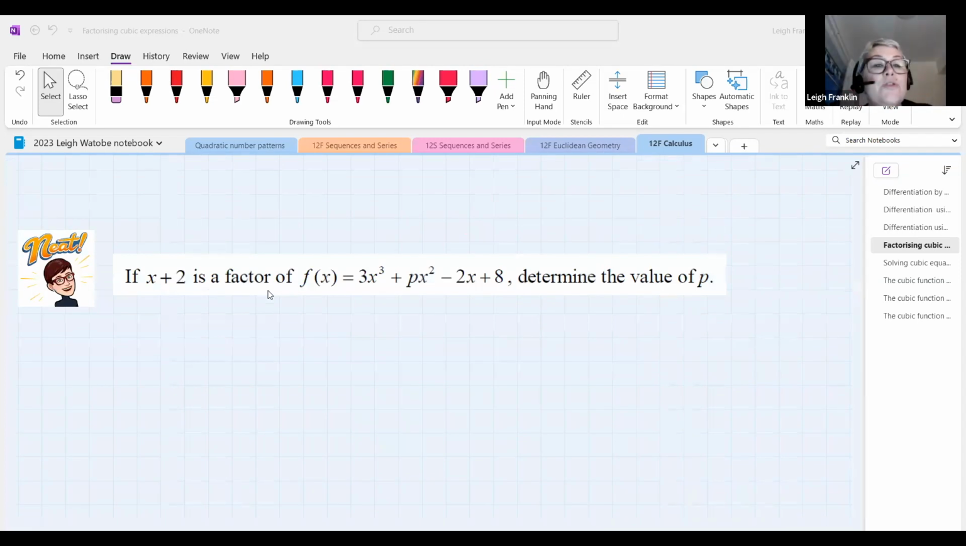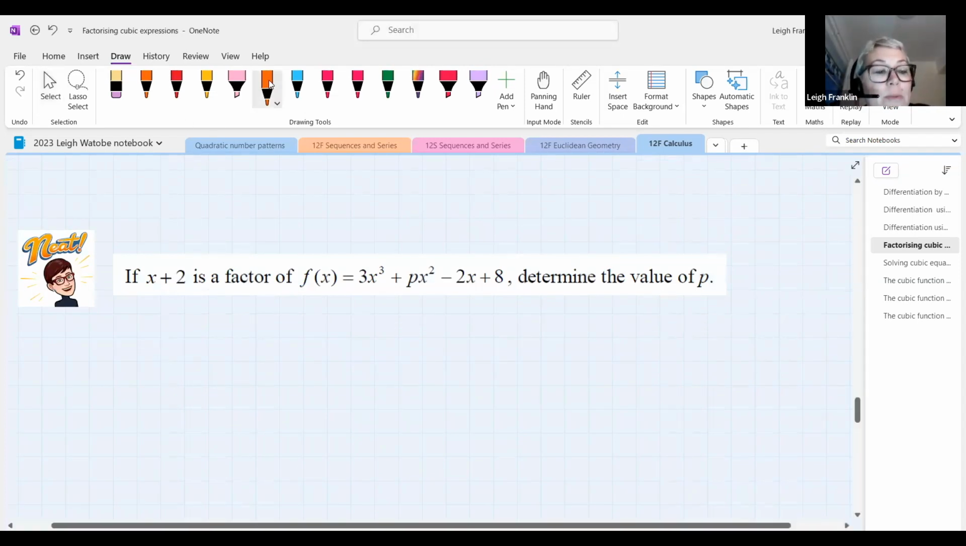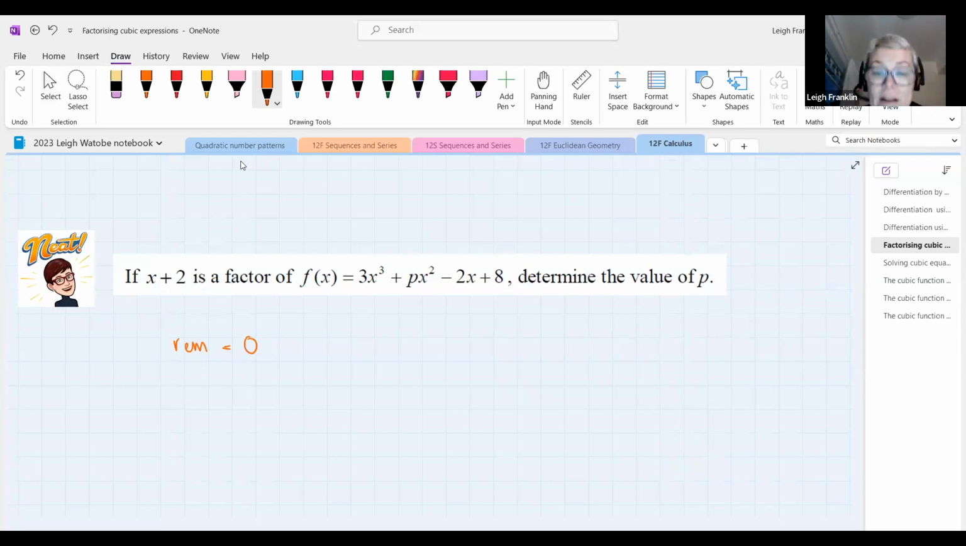Okay, so in this case over here, again, we would set it out in the same way. Our remainder is going to be equal to 0 because it is a factor. Okay, when we go ahead and we sub in -2, we're going to have 3 times -2 cubed plus p times -2 squared minus 2 times -2 plus 8. And now we can solve for p. All right, so you guys go ahead and do that. Let's see what you get.